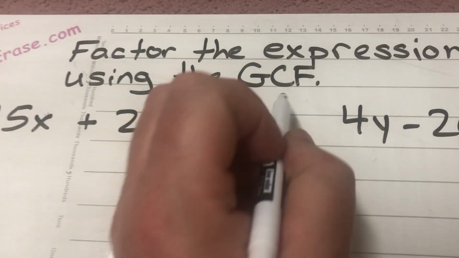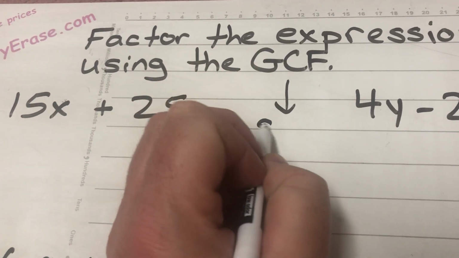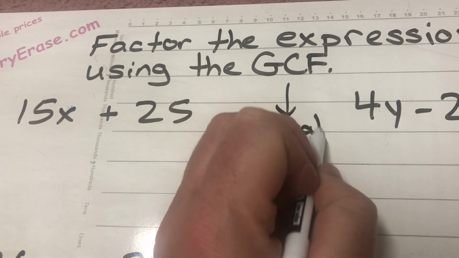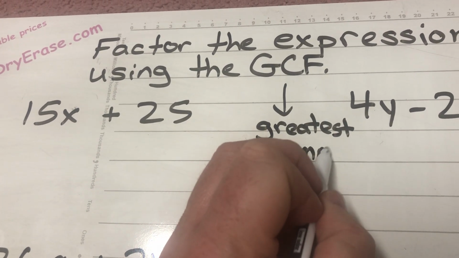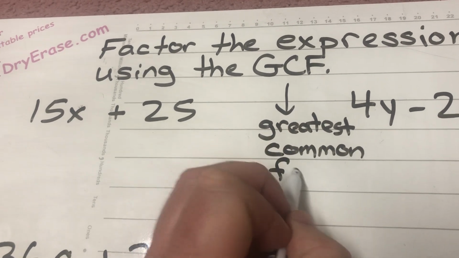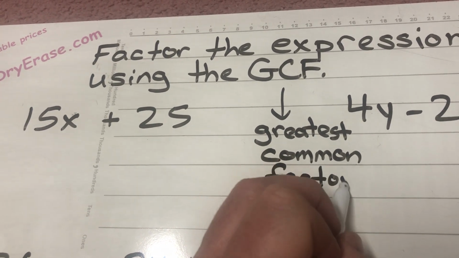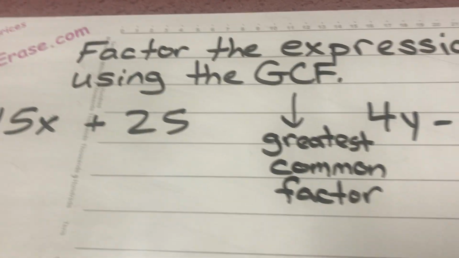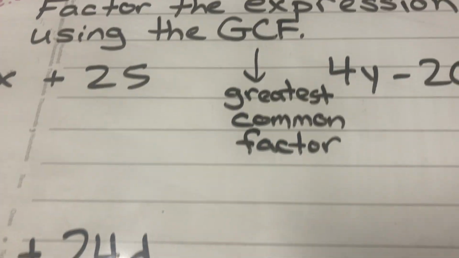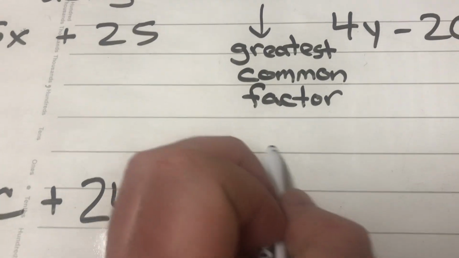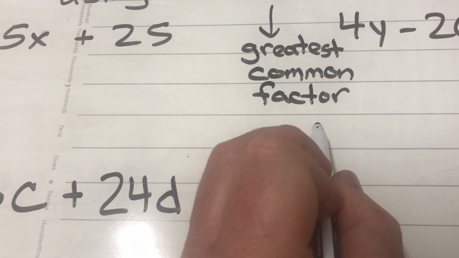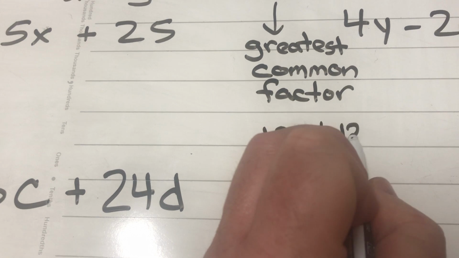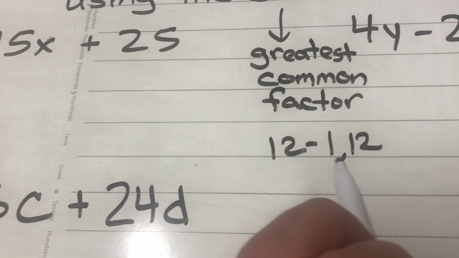Well, it's very important that you understand that the GCF is the greatest common factor. And if you're not sure what a factor is, it's a number that can go into another number. Like, for example, if I had the number 12, the factors of 12 would be 1 and 12, because they kind of form a partnership.